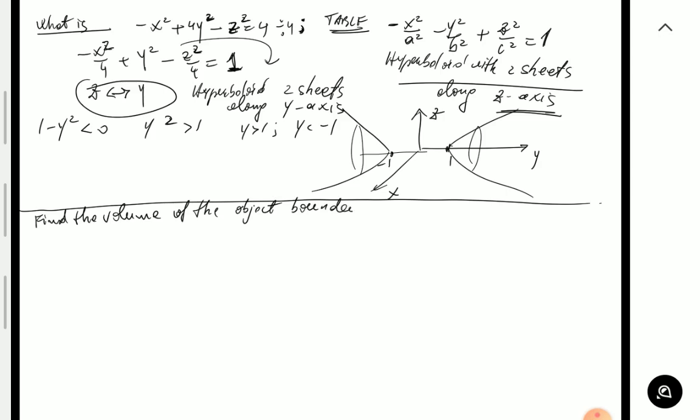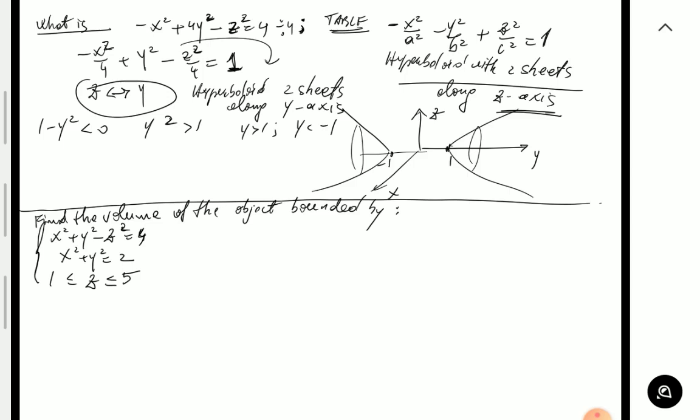bounded by the following surfaces, and then you have a bunch of equations: x squared plus y squared minus z squared equals 4, x squared plus y squared equals 2, and then z between 1 and 5. So as you can see, the description of a three-dimensional object could be a little bit more involved, okay? But remember, you always look at it as a system, and you try to visualize each surface at a time and see how they actually interact with each other to figure out the appearance of the object.